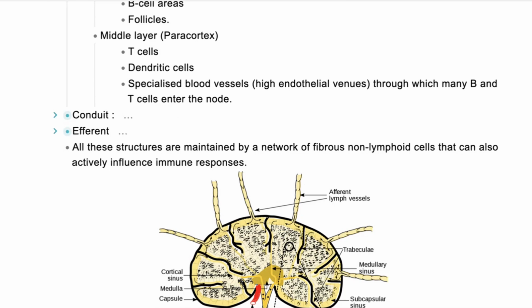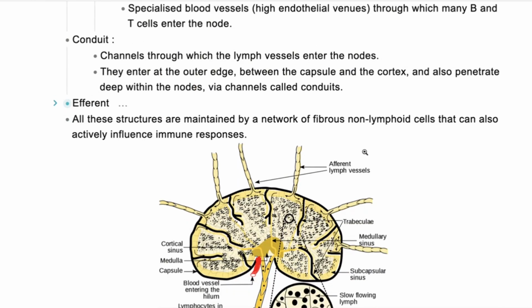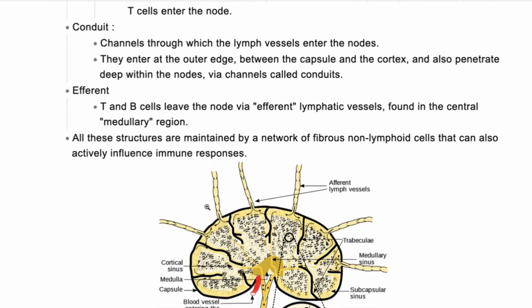And then you have a conduit, which are channels for the afferent vessels to go through the lymph node. So the conduit, these are literally channels for the lymph vessels to pass through, right? So these are considered the conduit. And then the efferent, and this is basically for drainage.